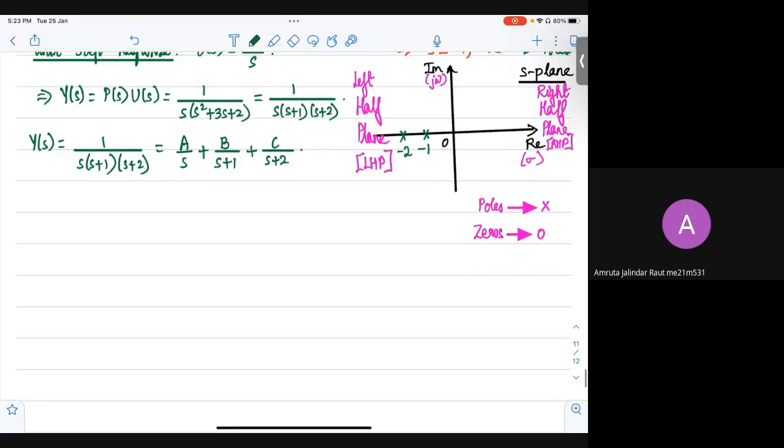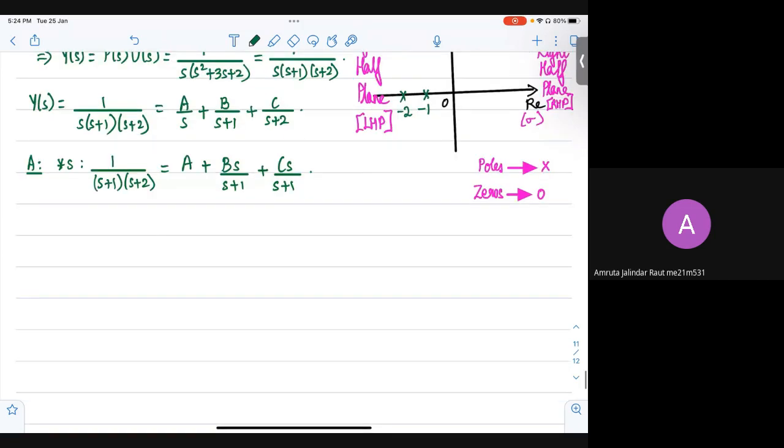I'm sure all of you are familiar with how to do partial fraction expansion, but I will do it once more. To calculate the factor a, I multiply both sides by s, because s is the factor appearing in the denominator of the term involving the residue a. Once I multiply both sides by s, the left hand side becomes 1 divided by (s plus 1) times (s plus 2). The s cancels, so a by s becomes just a, and the remaining two terms become bs divided by s plus 1 and cs divided by s plus 2.